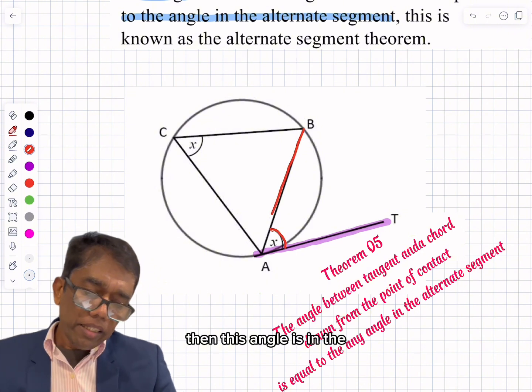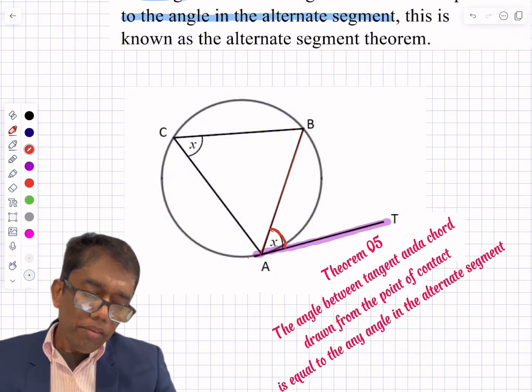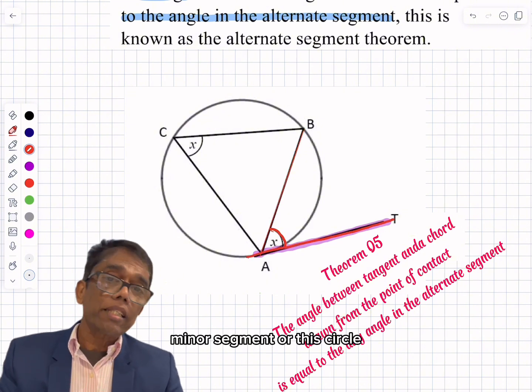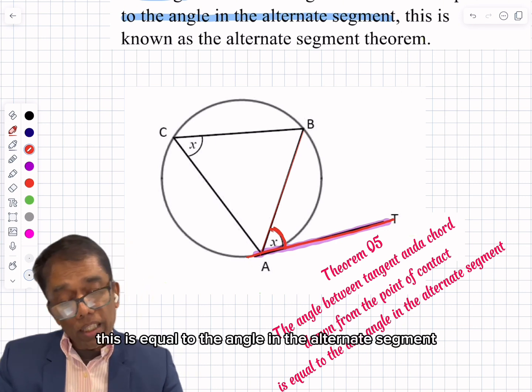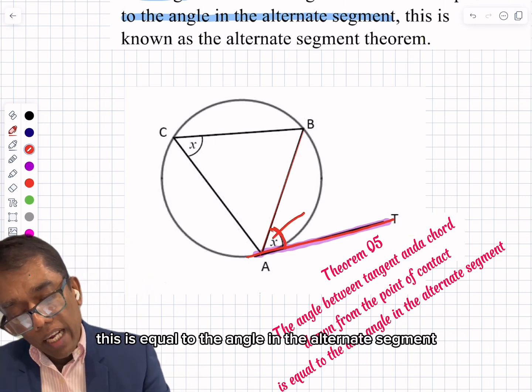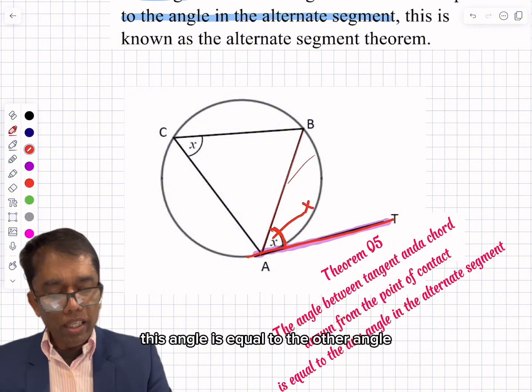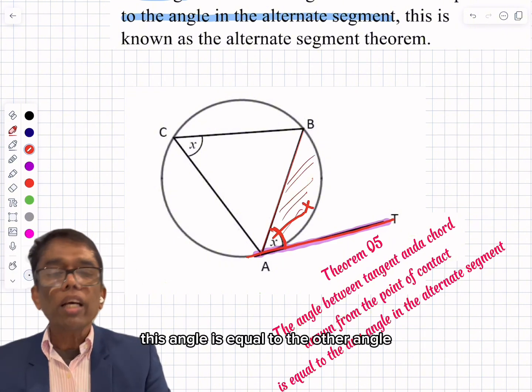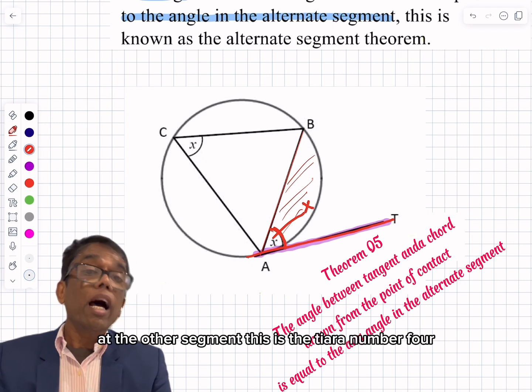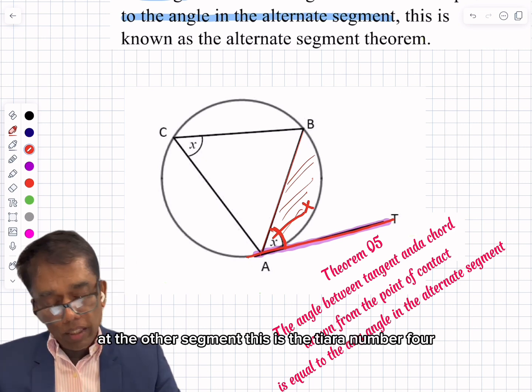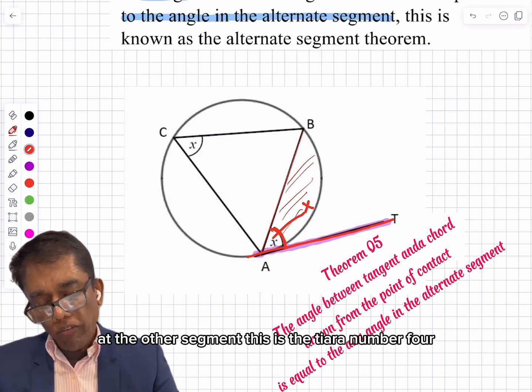Then this angle is in the minor segment of this circle. However, this is equal to the angle in the alternate segment. That is the theorem. Here, this angle is equal to the other angle at the other segment. This is theorem number 4.